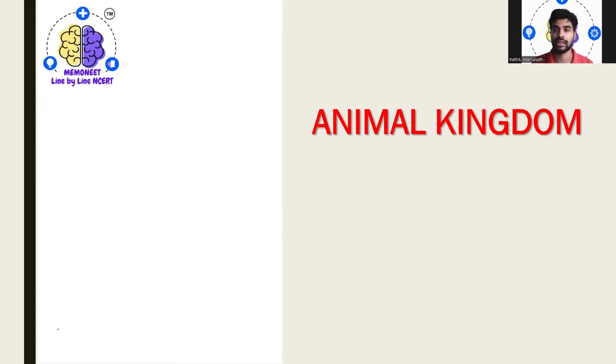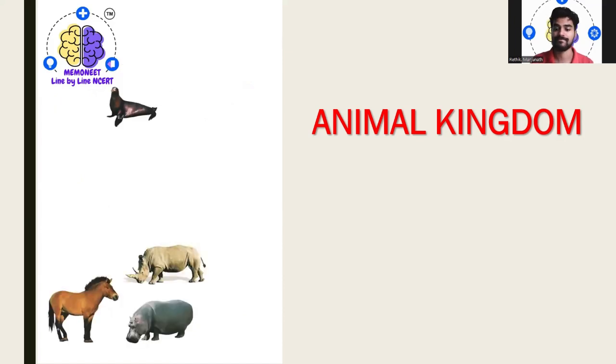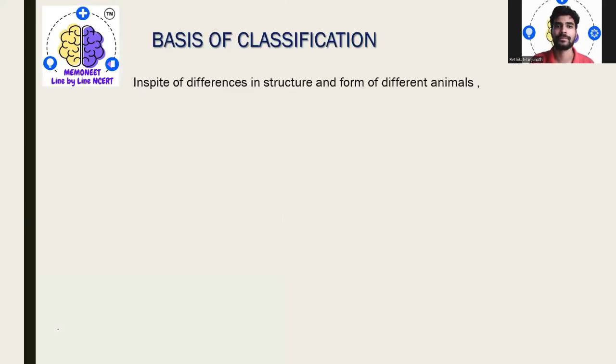So, what do you mean by animal kingdom? And what are the basic fundamental characteristics of the animal kingdom? And what are the phyla which come under the animal kingdom? Their characteristics and mode of reproduction. That is what we are going to learn in this video series. Moving on to the topic.